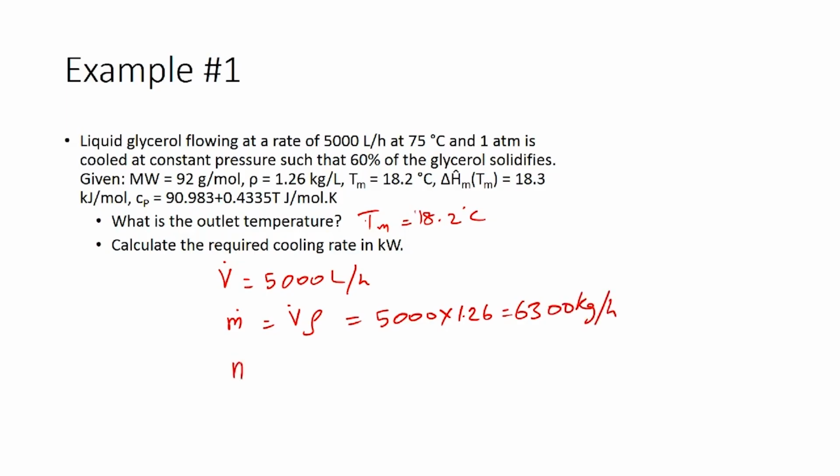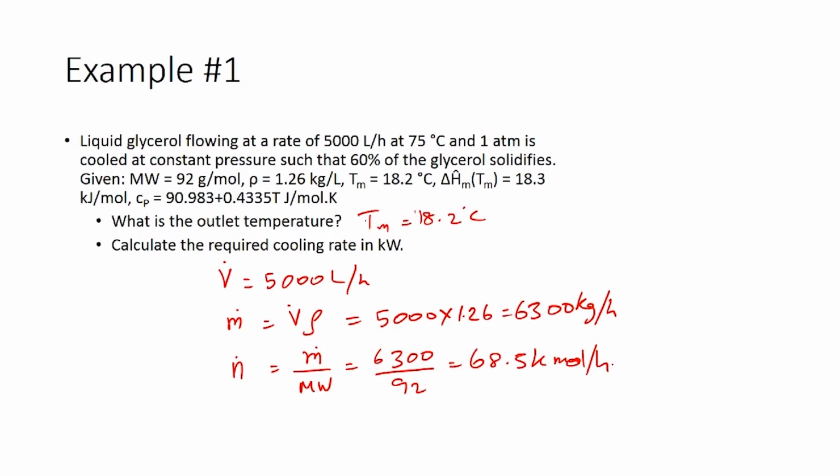Now, this mass flow rate needs to be converted to molar flow rate using the molecular weight. So, your mass flow rate divided by molecular weight would give you molar flow rate, which is 6300 divided by 92, giving you a molar flow rate of 68.5 kilomoles per hour. So, now that we have the molar flow rate, we can use these to build the enthalpy table.